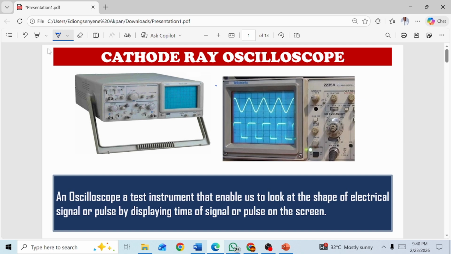Today, I want to take us through the Cathode Ray Oscilloscope. This is an important instrument in electronics. While I was in the university, I used this instrument especially during circuit construction.